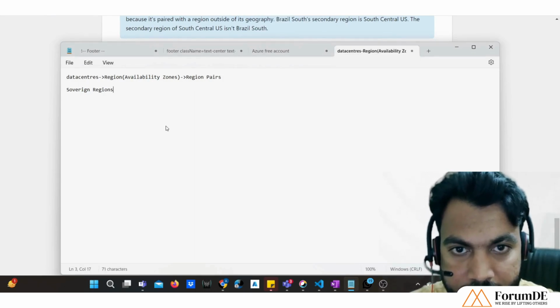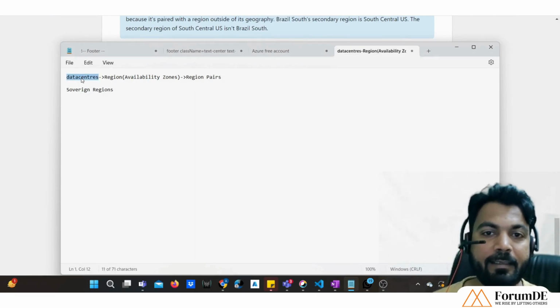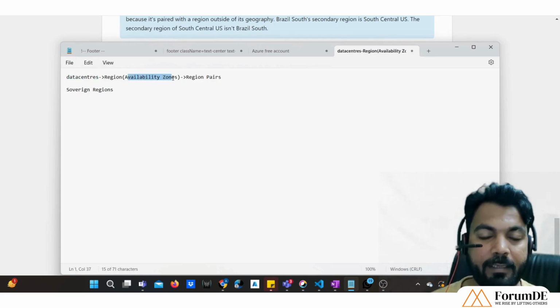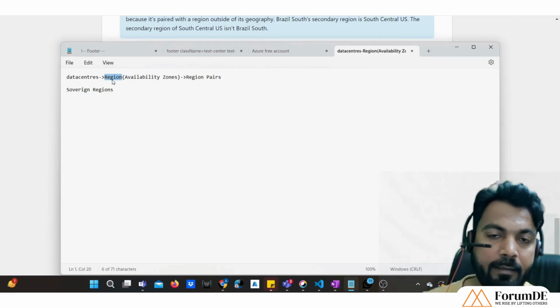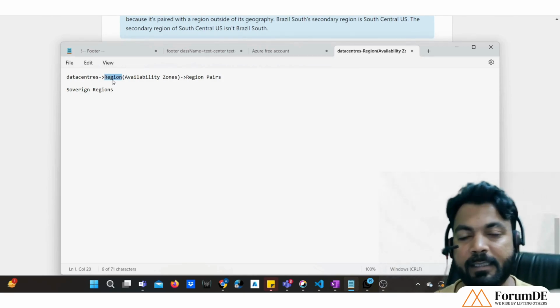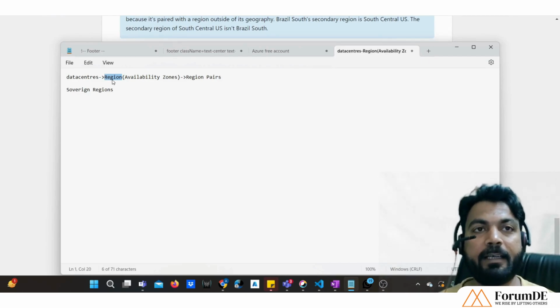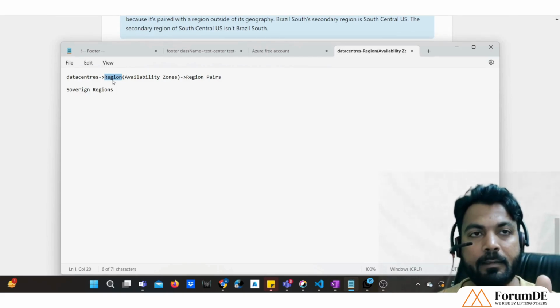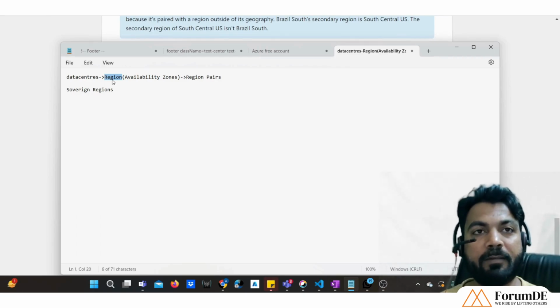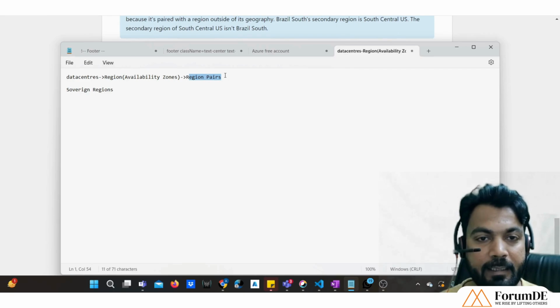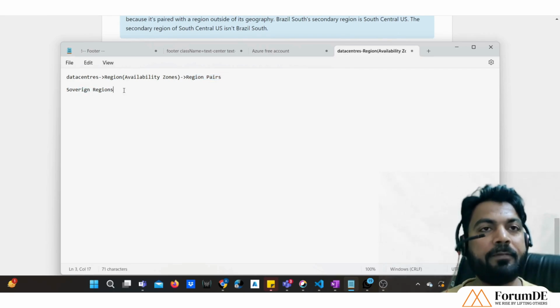I hope you are clear with this. Data center is the most basic thing. With data centers, availability zones are created, and multiple availability zones are present in one region. If you have two regions connected with each other, the other region is at least 482 kilometers from the first, like one set of availability zones in Delhi and another set in Banaras. That is region pairs, and then we have sovereign regions for some special kind of use case.